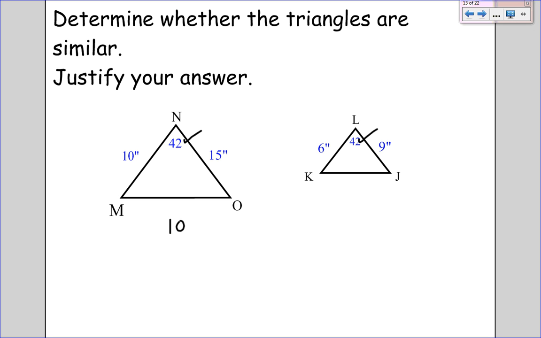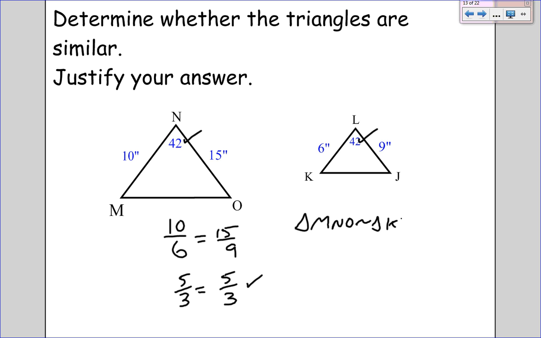So 10 over 6, does that equal 15 over 9? Let's see, 10 over 6, 2 goes into that, so it's 5 over 3. 15 over 9, 3 goes into that, so it's also 5 over 3. So this would be similar. Triangle MNO is similar to triangle KLJ by SAS similarity.